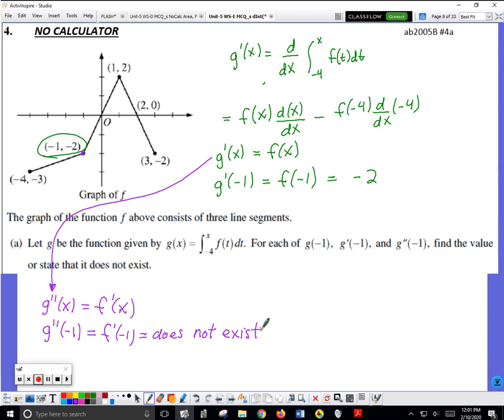Question? It doesn't exist because there's a corner. Correct. Because f has a corner, I can't find the slope of f at x equal -1. Without the correct notation regarding that, 2 points.